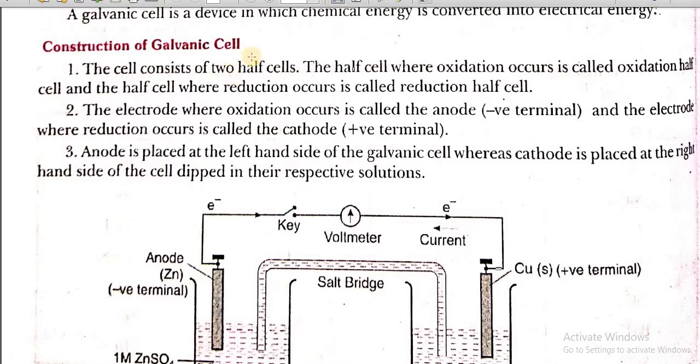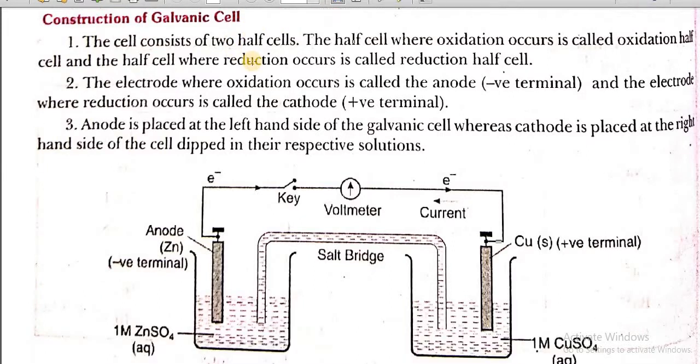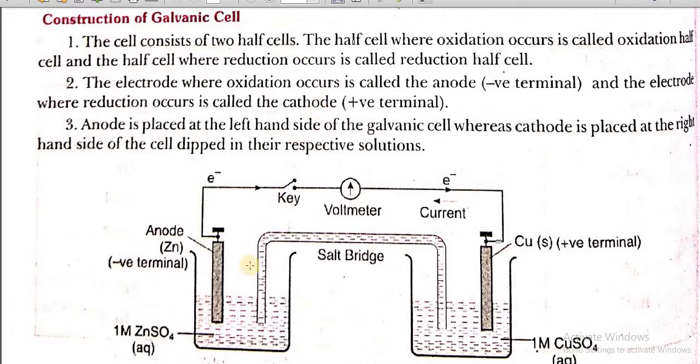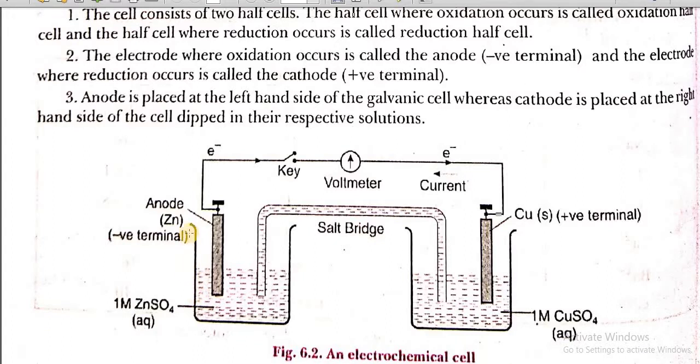Now let us see how we can construct a galvanic cell. For this, the cell consists of two half cells. I'll just explain this diagram. In this, we have taken two containers. You can take two beakers. On one side, we have taken 1 molar zinc sulfate solution, and in the second one, on the right hand side, we have taken 1 molar copper sulfate solution. Here, the concentration of both the solutions is the same.